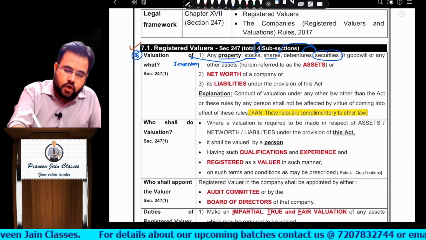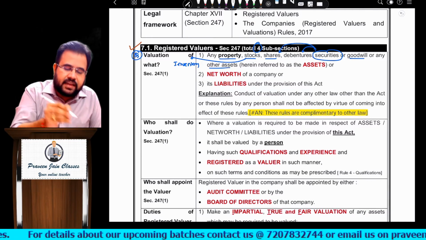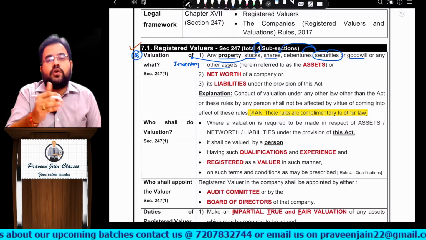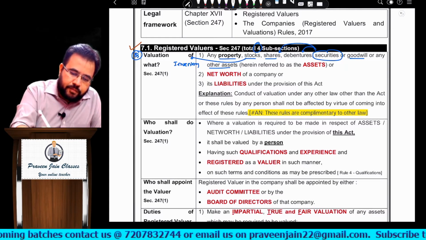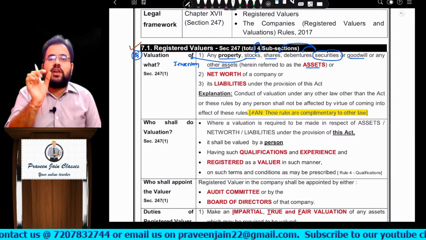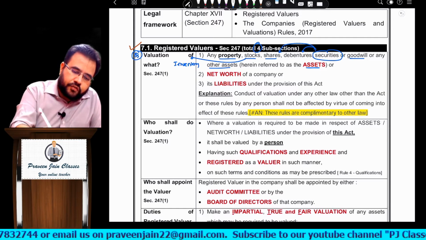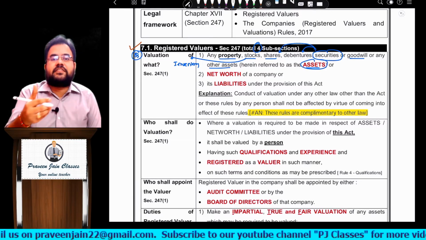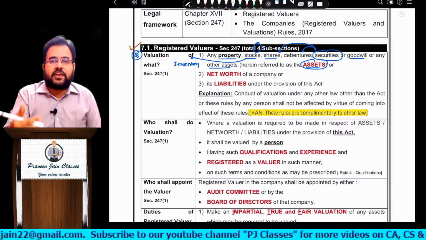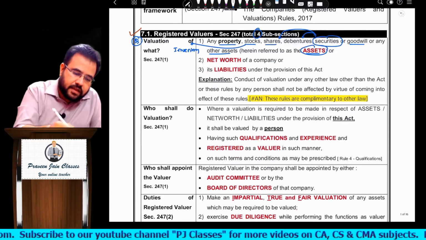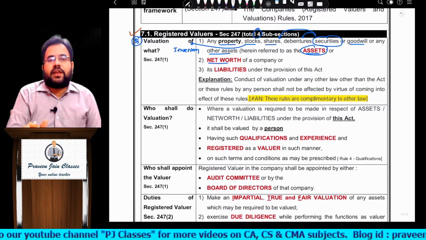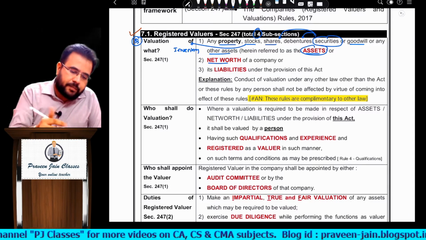Let's consider, sir, goodwill or any other asset. So can I say tangible asset or intangible asset? Therefore moving forward all this we will be calling by one word, assets, sir. Okay, so we have to do valuation of assets. In assets you have inventory, shares, securities, debentures, everything is there, sir. Net worth of the company, sir. So can I say net owned funds, net worth of the company we are talking about, sir.